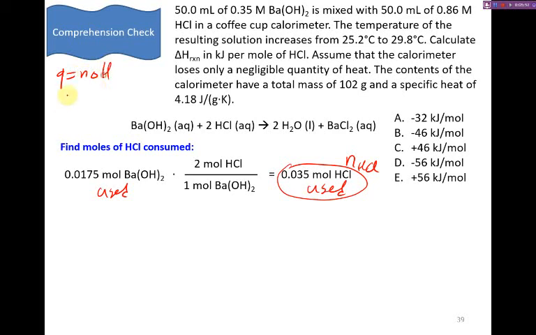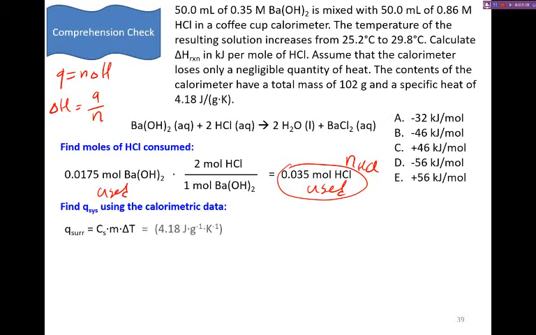This is going to be our n in terms of Q equals n delta H, or rearranging, delta H equals Q over n. Okay? So now we need to find Q of the system. To do that, we're going to start by calculating the Q of the surroundings and set that equal to the negative Q of the system.